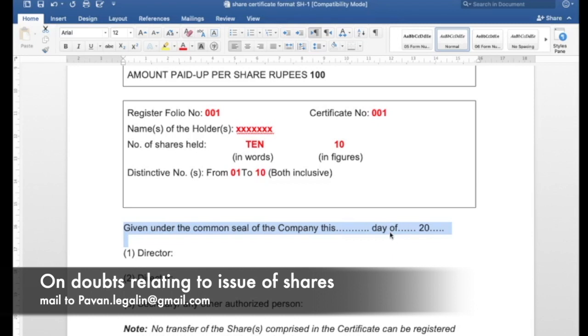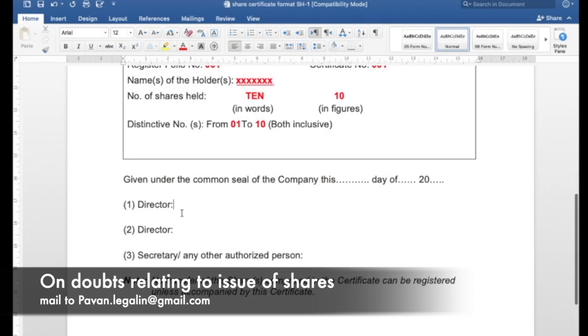So in order to ensure that, the day on which the share certificates were issued has to be mentioned here along with the common seal of the company. Common seal is like a metallic seal where it will have its impression in this particular place, followed by the authorization of who is signing the share certificate.